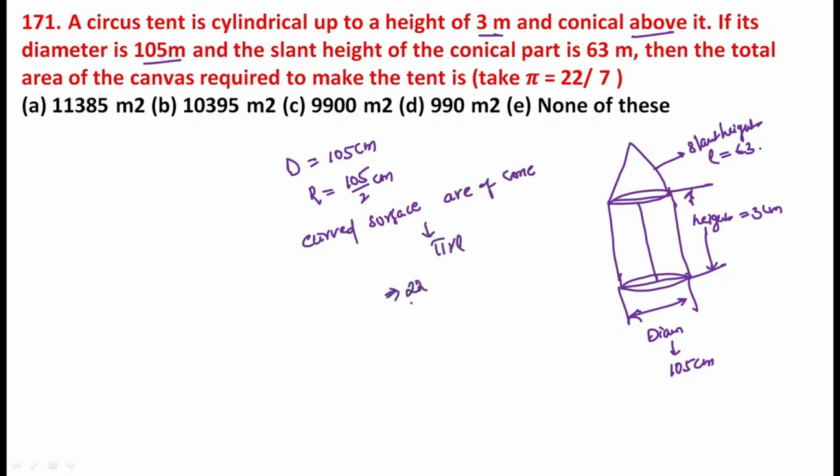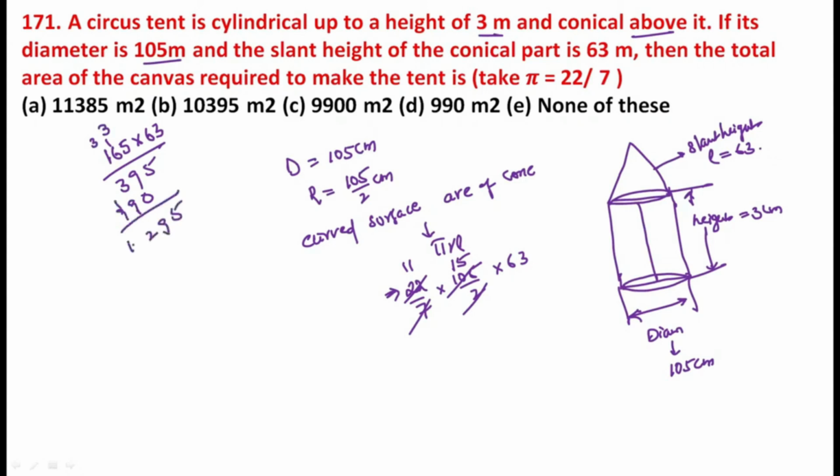Now the pi value is 22 by 7, the radius is given as 105 divided by 2, and the slant height is 63. Just go through the calculation. 7 1s are 7, 7 5s are 35. Again 2 1s are 2, 2 11s are 22. So 11 15s are 165 into 63. 5 3s are 15, 6 3s are 18 plus 1 is 19, 3 1s are 3. 6 5s are 30, 6 6s are 36, 39. 6 1s are 6, 6 plus 3 is 9.